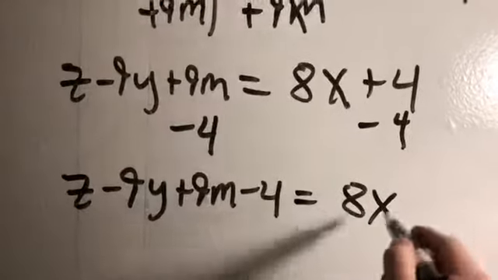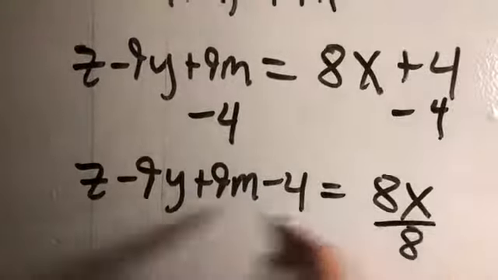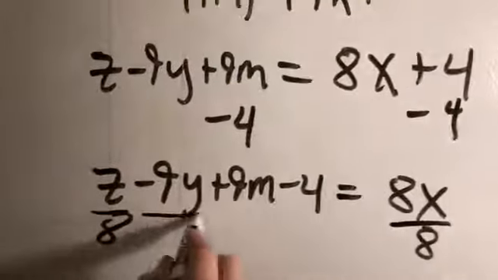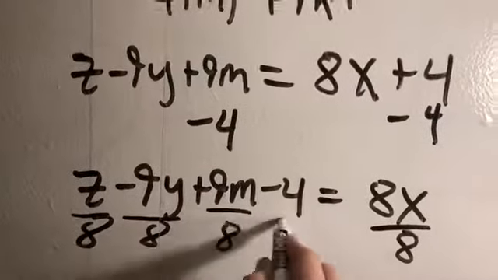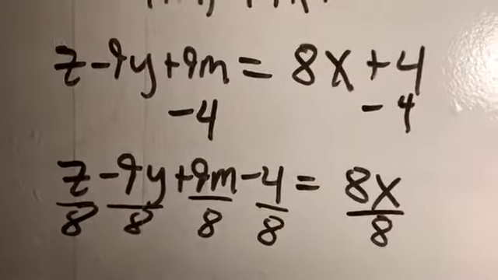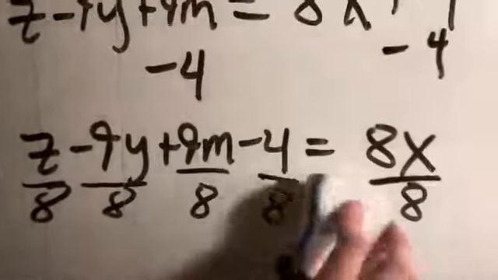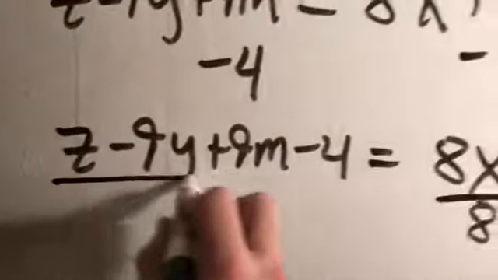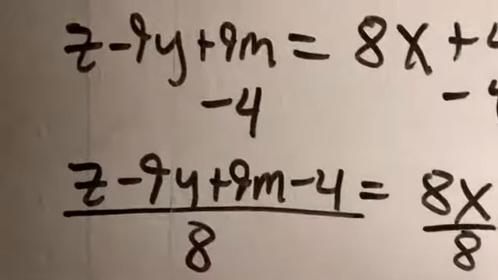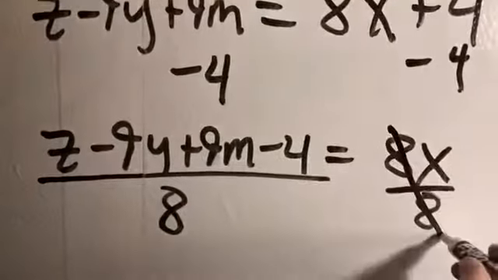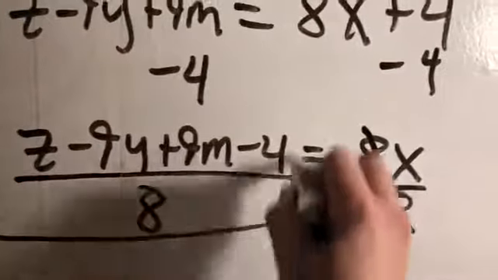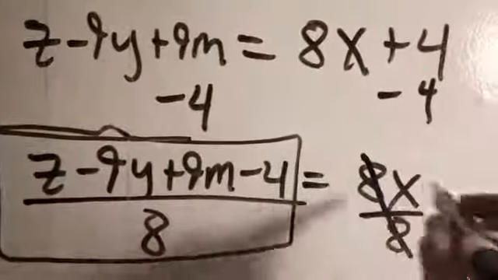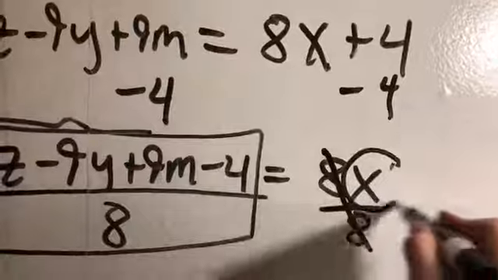And now that is 8 times x, so the opposite is division. So we can write it like this. We can divide every single thing by 8 like that. Or if you want to be a little bit lazy, we can do this. You can just write one huge division divided by 8. The 8's cancel, and now we're left with our good final answer there, because our x is totally alone.